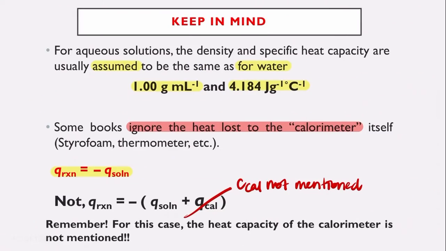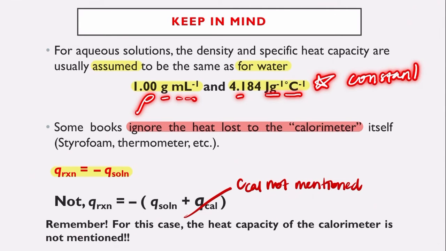Keep in mind that for aqueous solution, the density and specific heat capacity are usually assumed to be the same as for water. So if they don't tell you, you can just assume that the density of the solution is 1 gram per milliliter and the specific heat capacity will be the same as water, 4.184 joule per gram per degree Celsius. This one you can refer to in your list of constants at the front. This one will be there.